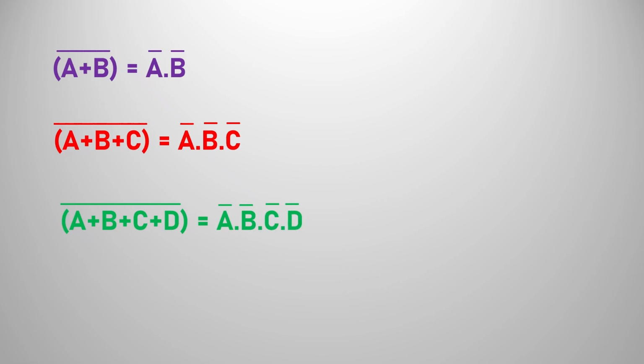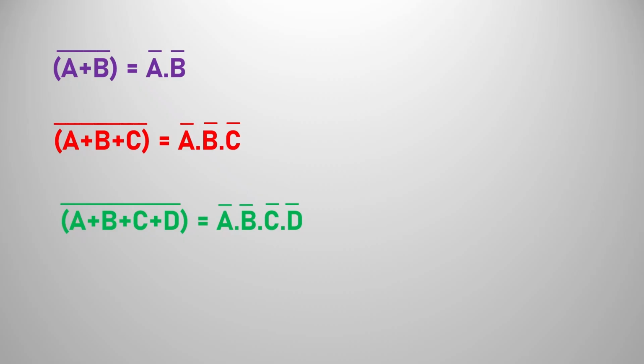Before seeing the second expression, let's see some things you want to know. The first one that we have already seen is a plus b whole bar is equal to a bar dot b bar. For two variables, we can split like that: dot is split into plus, plus is split into dot, and the bar is split. The same thing can be applied if multiple variables are present.